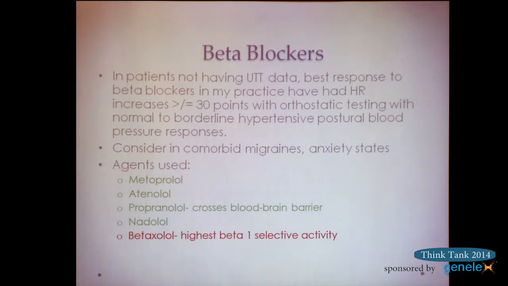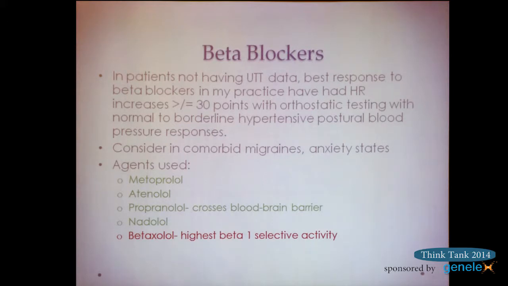I have not had much effect with that, and I think that in fact, if you use a non-selective beta blocker in young patients, they often have sleep disturbances. So I have a lot of patients with vivid dreams and nightmares if you give them a non-selective beta blocker. There are many, many beta blockers out there. Metoprolol, atenolol, propranolol, nadolol, and my favorite, betaxolol, are out there for use.